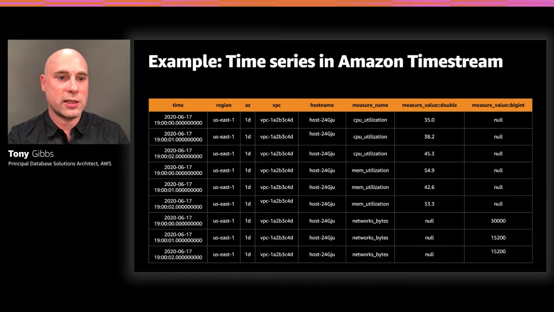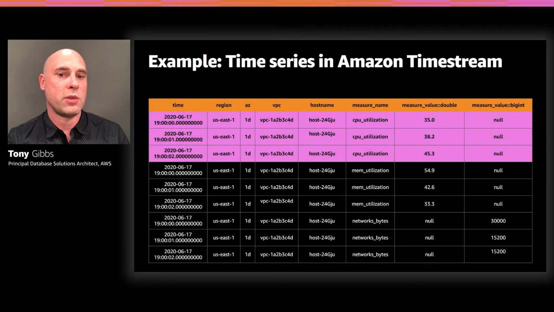and explain. You can see this is actually DevOps data inside this table, represented in Timestream. You can see these timestamps going down, and you see this measure name, which is CPU utilization. That goes to mem utilization and network bytes. In Timestream, this would be one of the series, for example. You can see the CPU utilization in time, and the value changing over time. And that's what a time series is.